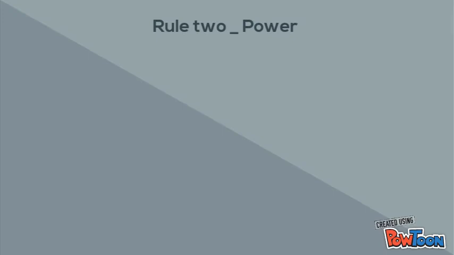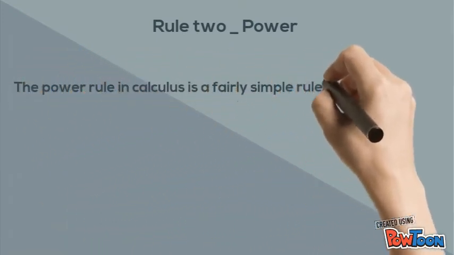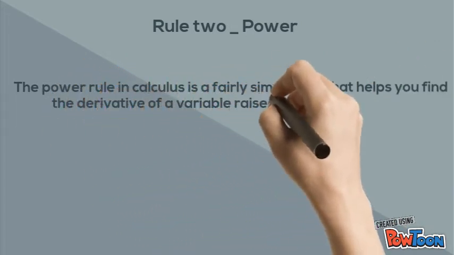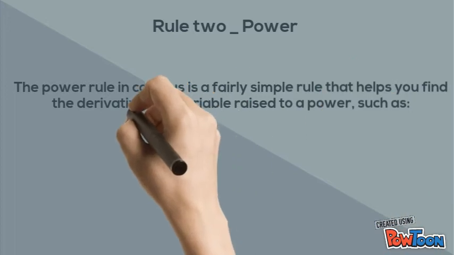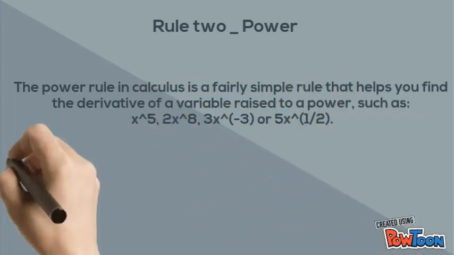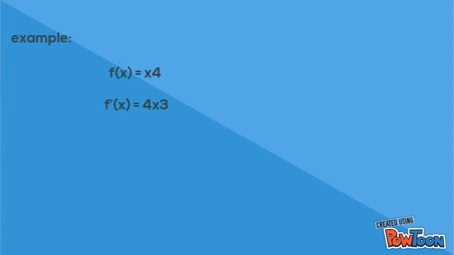Rule 2. Power. The power rule in calculus is a fairly simple rule that helps you find the derivative of a variable raised to a power, such as x^5, 2x^8, 3x^-3, or 5x^(1/2). If n is integer, then d/dx x^n = n x^(n-1). Let's take this example. f(x) = x^4, f'(x) = 4x^3.